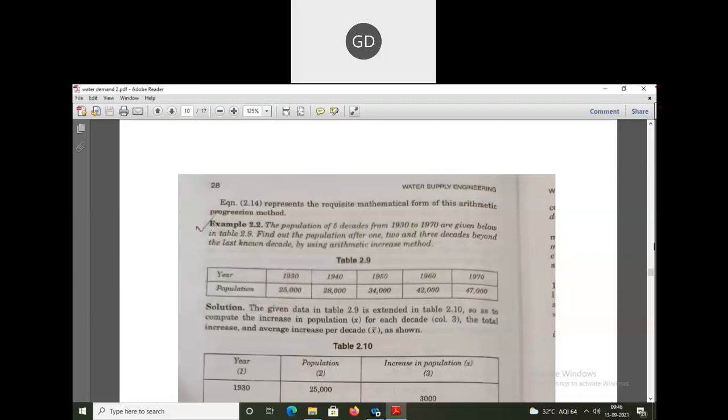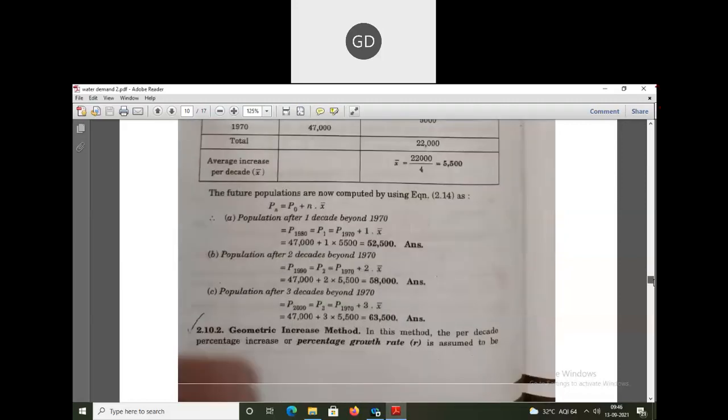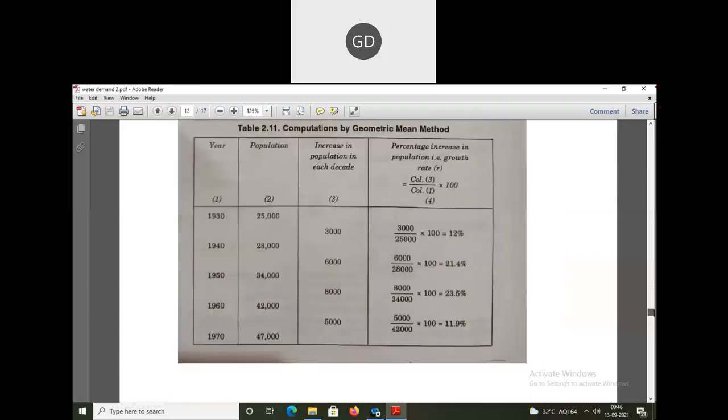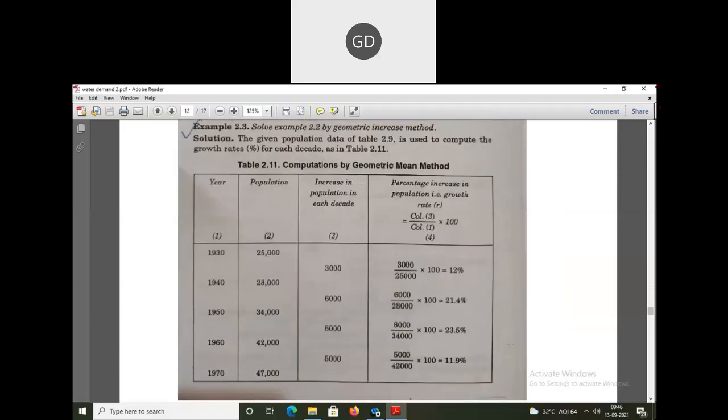So let us proceed to our solution, how to do it. Here basically you have to make four columns. In the arithmetic increase method, up to column 3 we have already done. Yes, up to column 3, this is given in the question only.